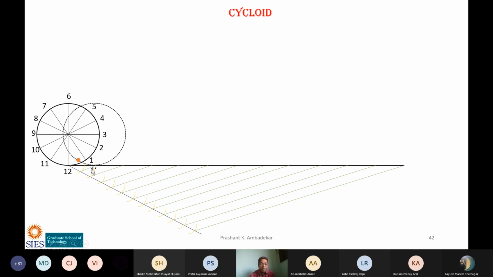This point is 1 dash. The circle has rolled now, and this point is 1 dash. Then it rolls again: 2, 3, 4, 5. Can you see the circle is rolling? Every time I get a point, I call it dash, because it is obtained from the corresponding point. Initially this point P is here. Now as the circle rolls, this point P has come here, and point 1 has touched the line now. Next point 2 will touch, and the circle will roll again like this, and so on.